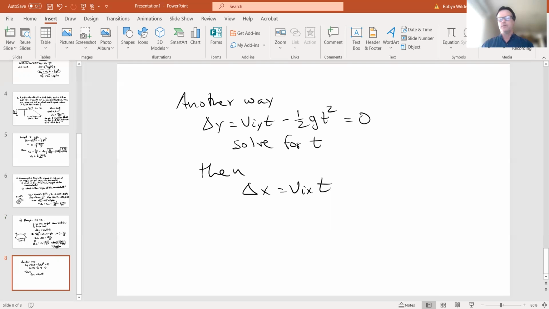Okay, so I'm going to stop there. Hopefully this will give you some help in solving these projectile motion problems, especially since we don't have class on Monday this week.